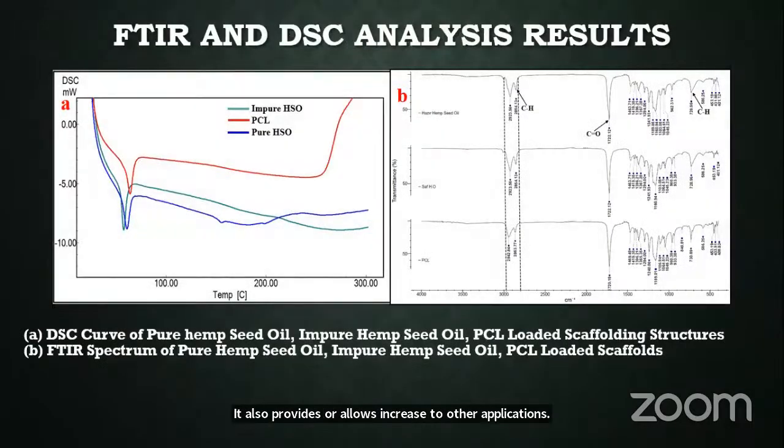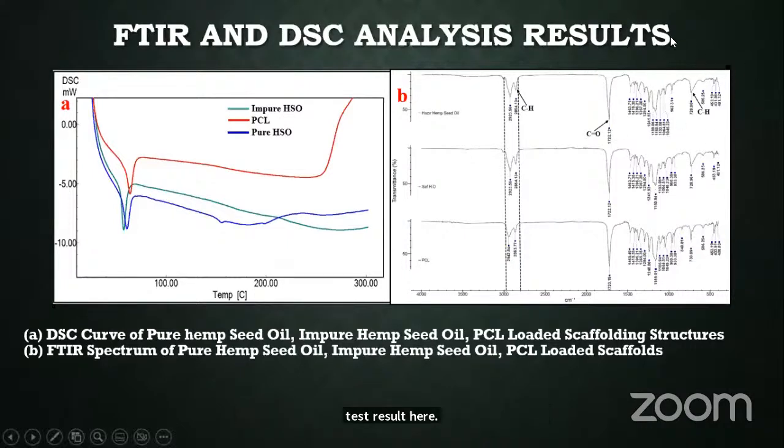Now, FTIR and DSC analysis test results. As you can see from the FTIR test result here, this test was applied to observe the molecular structure of scaffolds loaded with pure polycaprolactone and two different hemp seed oils. So as you can see, the peaks at 2854 per centimeter and 728 per centimeter are due to the carbon hydrogen stretching, and the carbon oxygen peak at 1722 per centimeter indicates the vibration of carboxylic acid in hemicellulose.